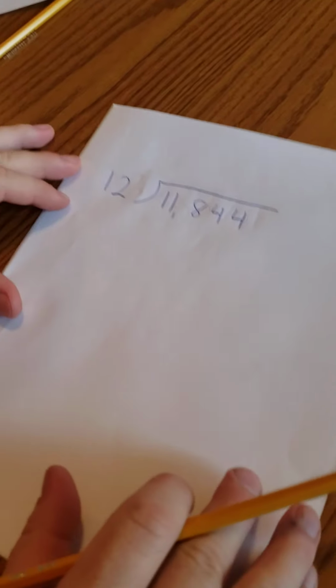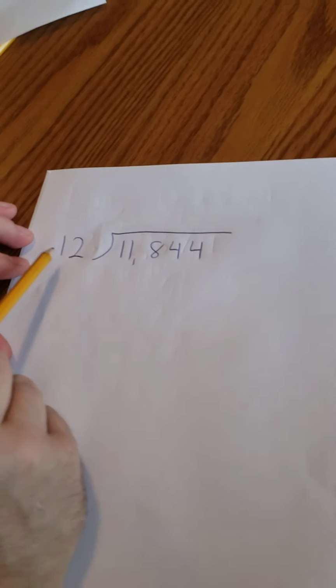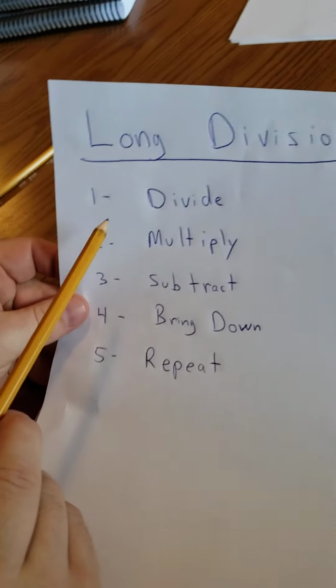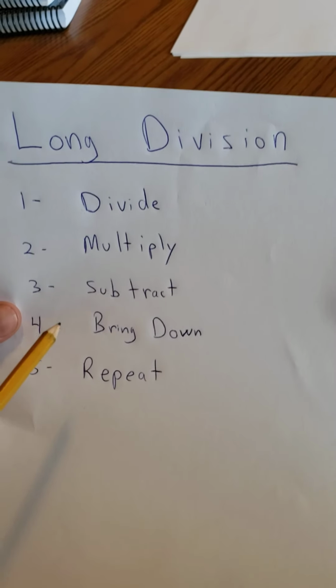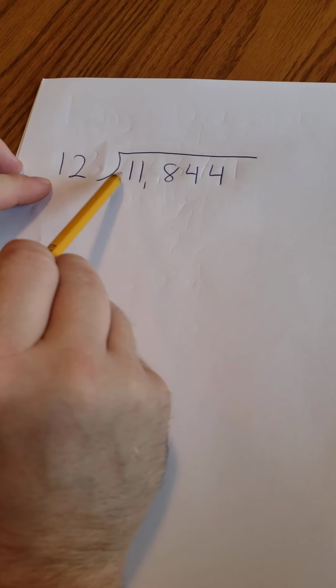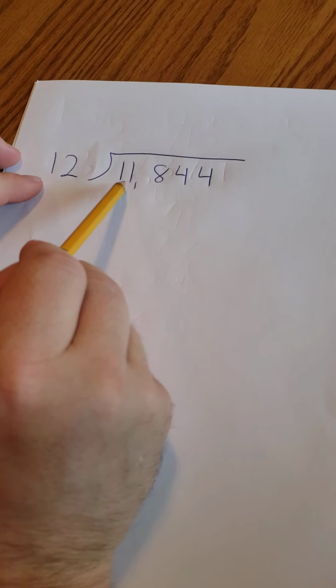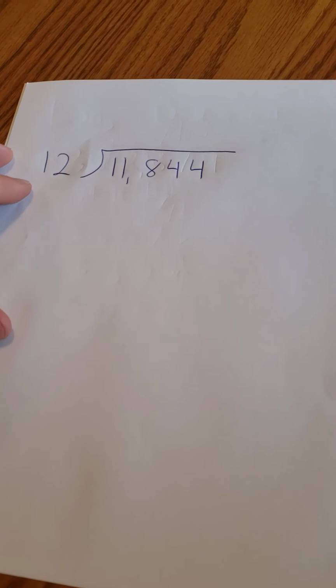Now I'm going to increase the difficulty a little bit by dividing by a 2-digit number. Same steps. We still want to divide, multiply, subtract, bring down, repeat. So again, I'll start with, does 12 go into 1? No, move on. Does 12 go into 11? No, move on. Does 12 go into 118? Yes.